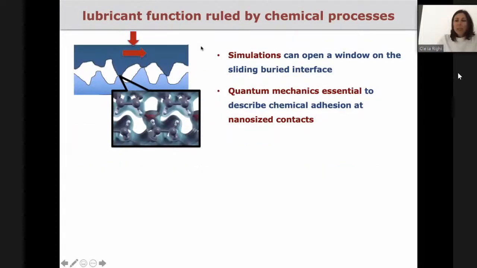However, in comparison to other technology based on materials, tribology is less advanced because of the complexity of the phenomena occurring at the buried interface during sliding, which are difficult to monitor in real time by experiment. So simulation can play a very important role in this context, in particular those based on quantum mechanics, which is essential to accurately describe the electronic clouds in conditions of enhanced reactivity as those imposed by the mechanical stress applied.